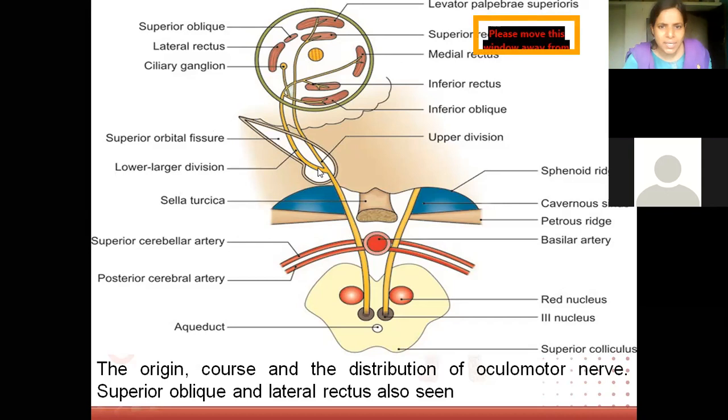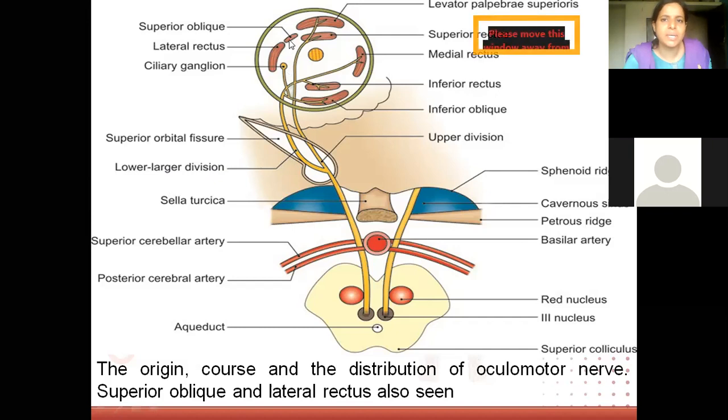Once it is entering into the superior orbital fissure, you can see it is dividing into two divisions. The division which is above, you call this the upper division. And the division which is below is the lower division. Lower division is larger, LL you remember, and the upper division is smaller. Now let us follow the upper division.